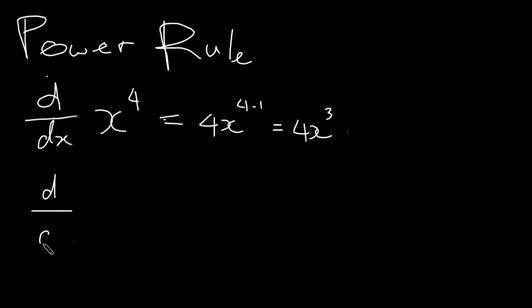So we got d over dx of x to the power of 2. So we're going to have 2x to the power of 1, right? So we have 2 minus 1 becomes 1, and you don't have to write the power of 1, just 2x. So that's pretty much it.